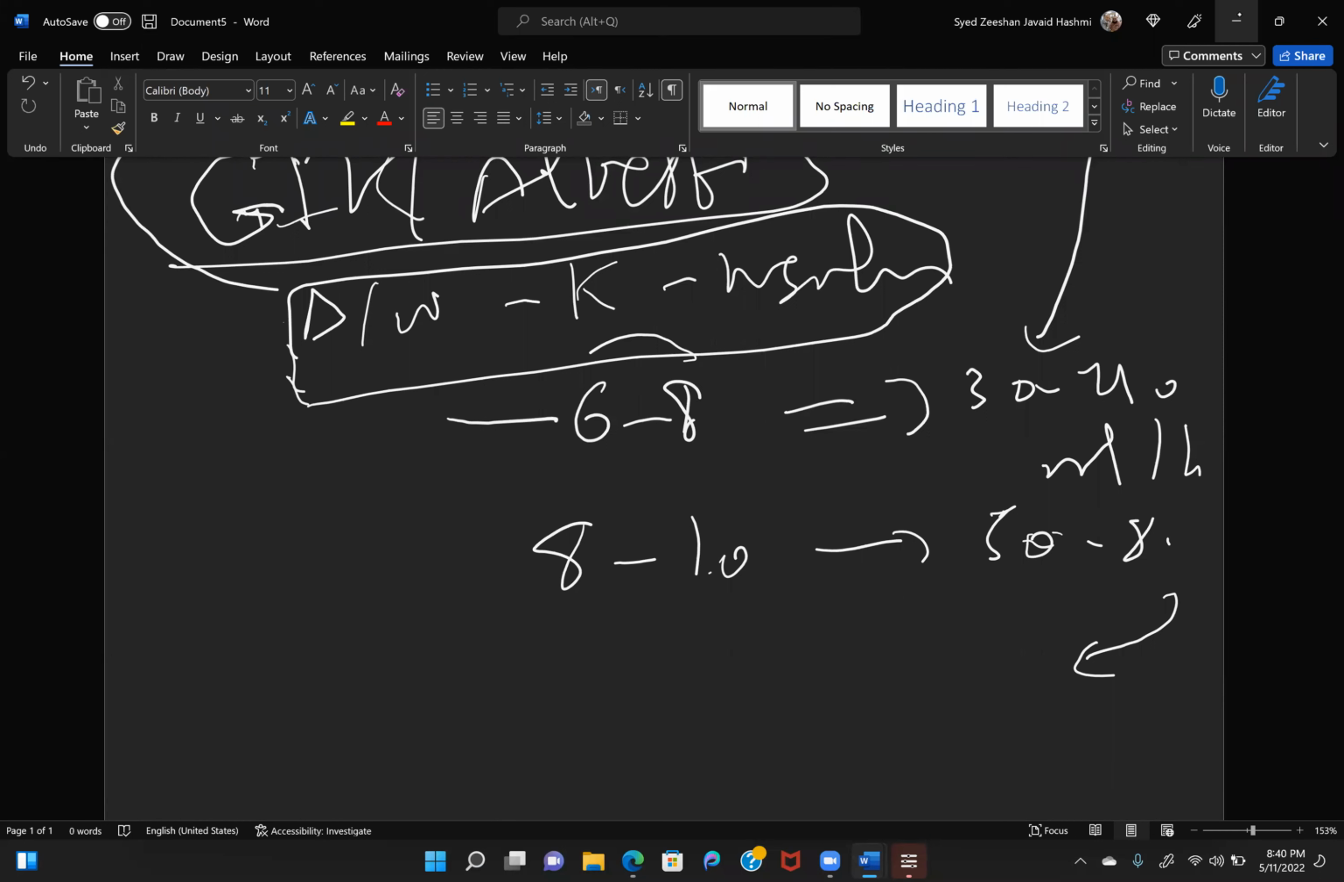Or another is that you can make equal volumes of insulin with normal saline.